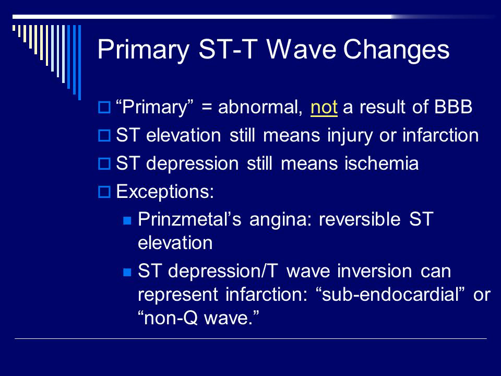Primary equals abnormal, not a result of BBB. ST elevation still means injury or infarction. ST depression still means ischemia. Exceptions: Prinzmetal's angina, reversible ST elevation. ST depression/T wave inversion can represent infarction, subendocardial or non-Q wave.